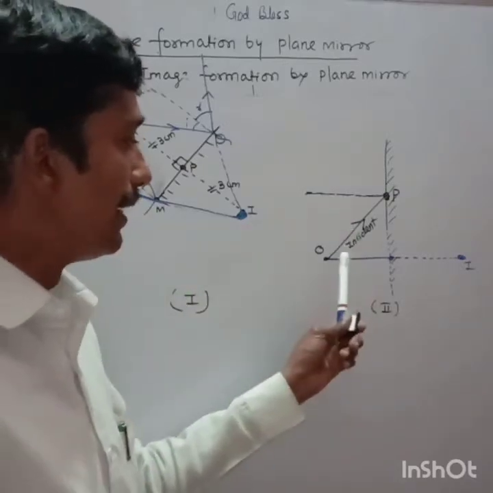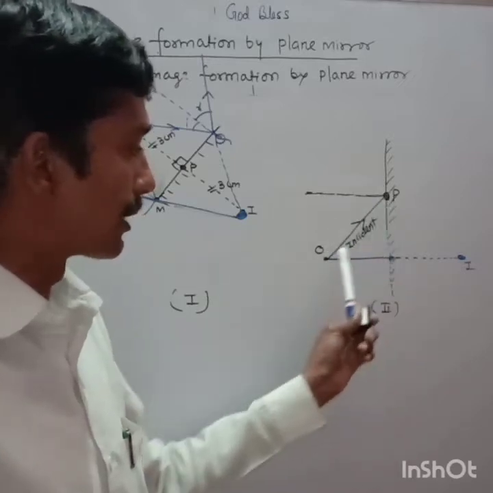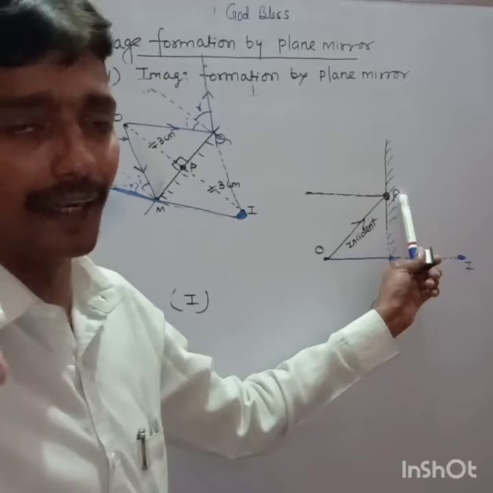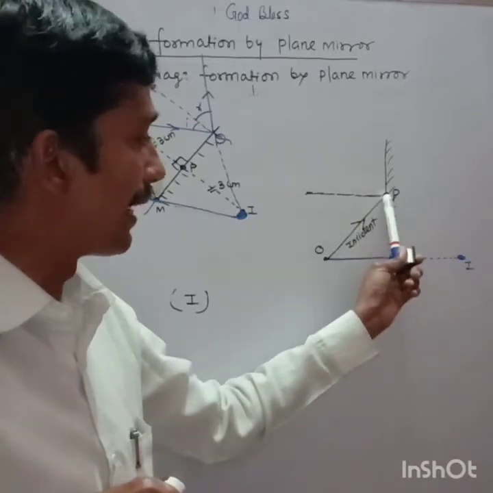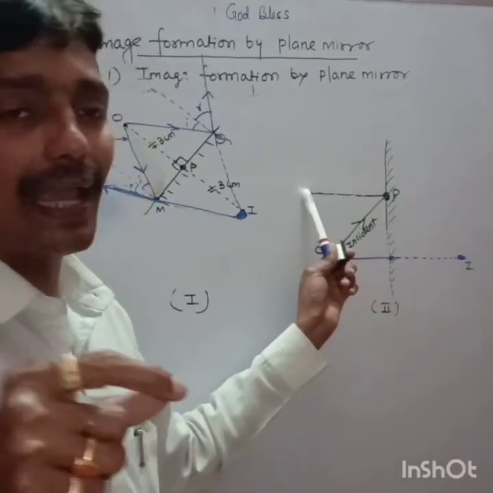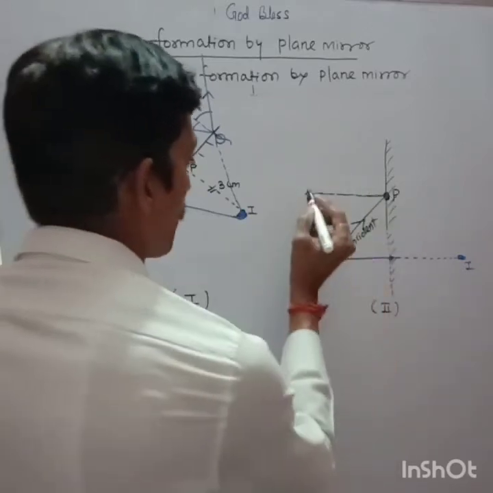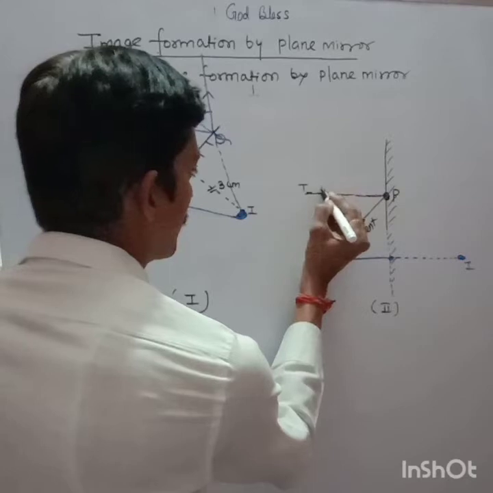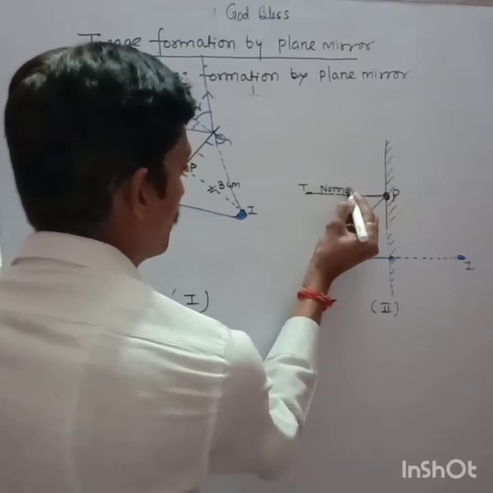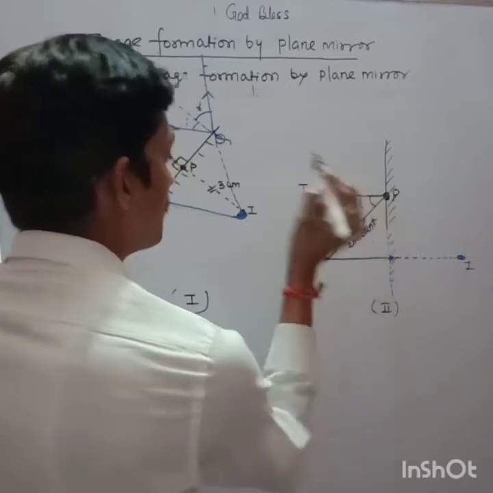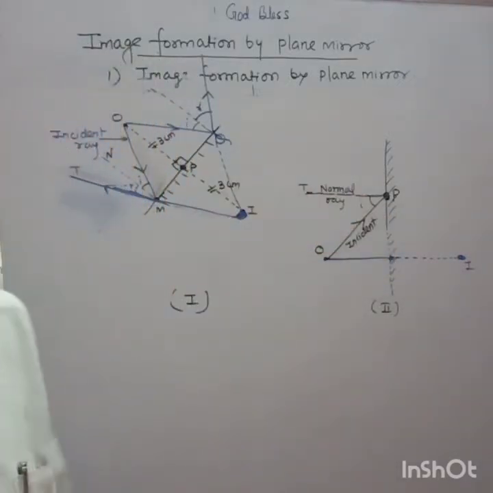What is actually, this is the incident ray OP because light comes out from here, it will be incident at the point P on the plane mirror, and this incident ray will make an angle with the normal which I am drawing here. Let the normal drawn be PT. This is the normal ray. Let it make an angle I. I hope it is clear.